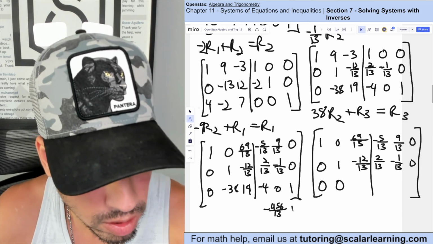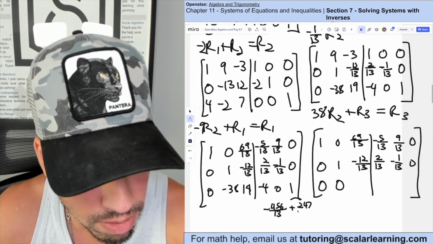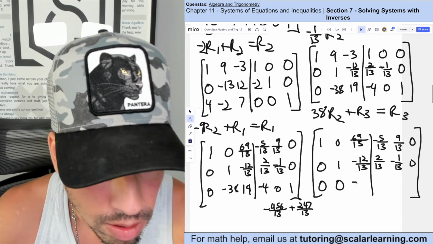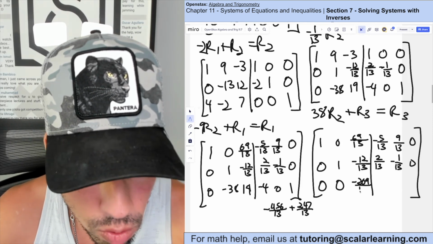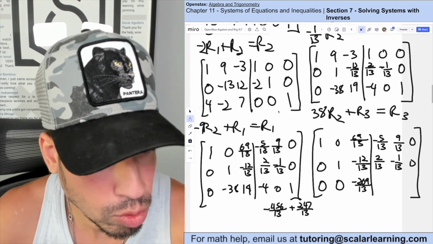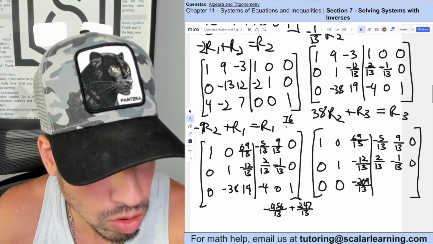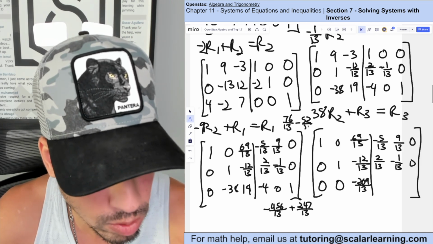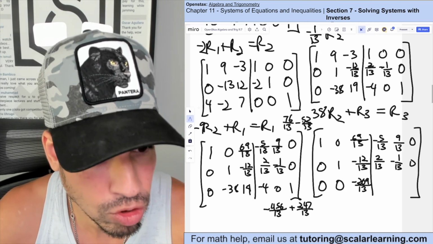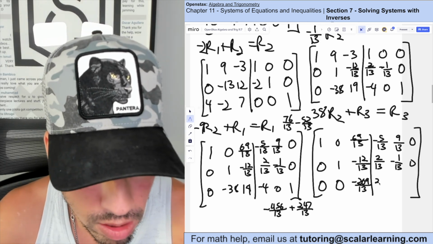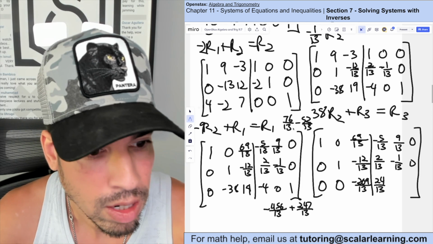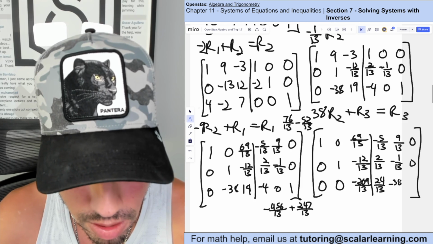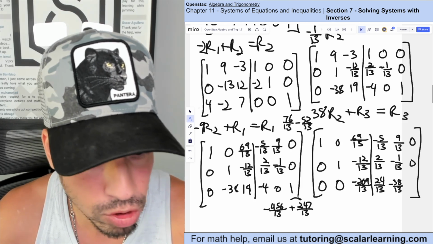So 19 times 13 is positive 247, and that's going to be over 13. So now I have common denominators. Now I add those together and I get -209 over 13. Then I do 38 times 2/13, which is 76 over 13. And then we're adding it to -4, which would be -52 over 13 with a common denominator. 76 minus 52 is 24. So now we got 24 over 13. And then again, 38 times -1/13 is -38/13 plus 0 is just that, right? -38 over 13. And then times 0, 0 plus 1 is 1.